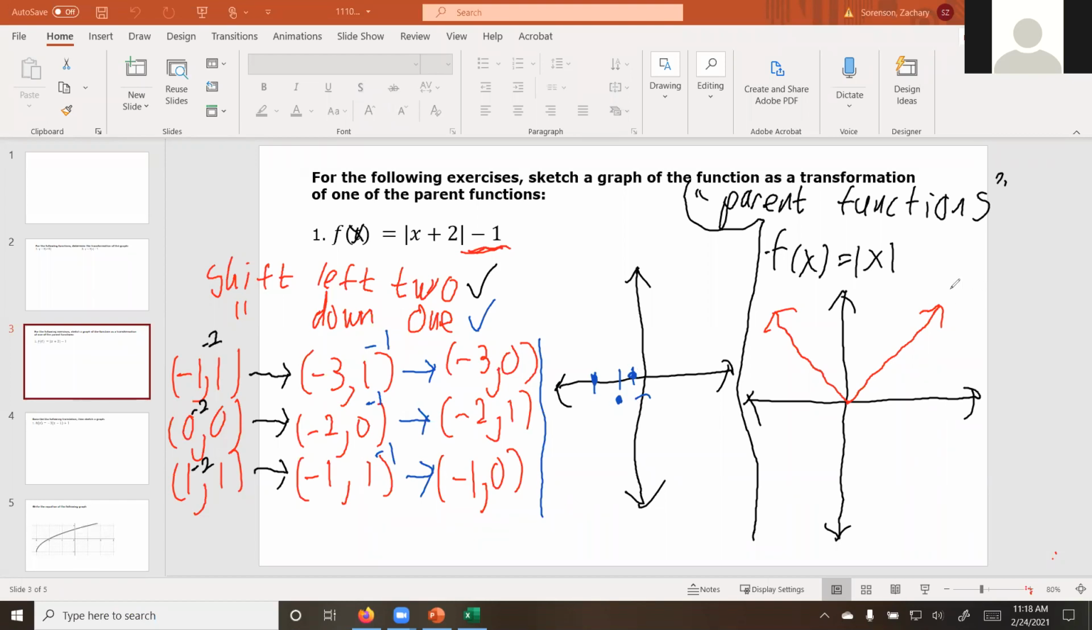I want to replicate the shape of that absolute value graph, that V that's happening. So all I do at this point is keep the shape normal and make sure I'm connecting the dots. So it was a V over there. It should be a V over here. And that is going to be a transformed graph. Any questions about that?